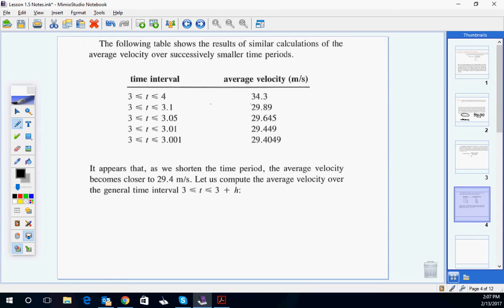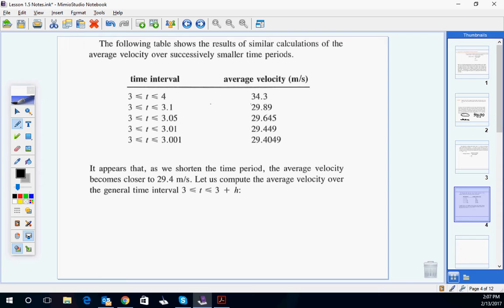So here is the time interval between 3 and 4. If you did the average velocity between 3 and 4, it'd be 34.3. As we tighten it down to 3 and 3.1, we got 29.89. Then between 3 and 3.05, and it keeps going. As you can see, it's getting closer and closer to 29.4. So 29.4 is what it's approaching. Now 29.4 represents the instantaneous velocity at 3 seconds. These are averages on the time interval. This is approaching the actual instantaneous velocity at that time.